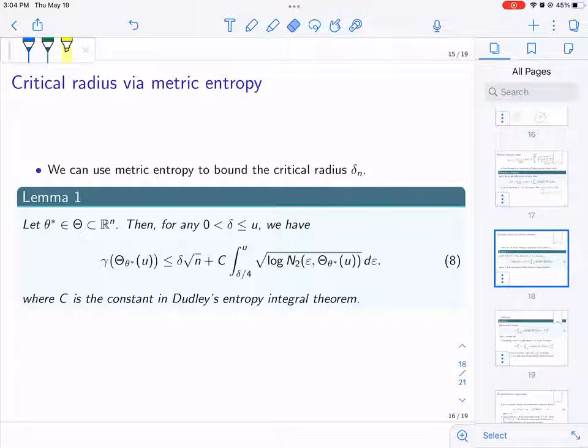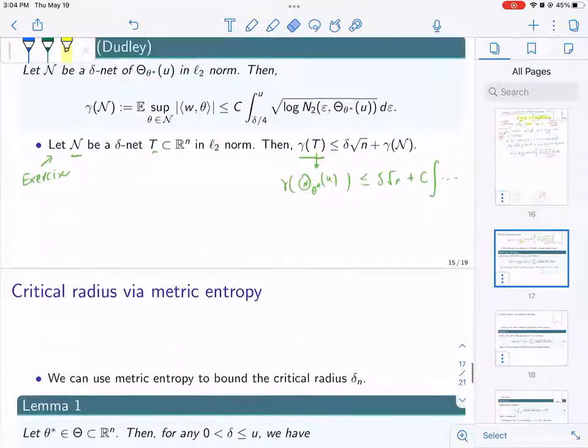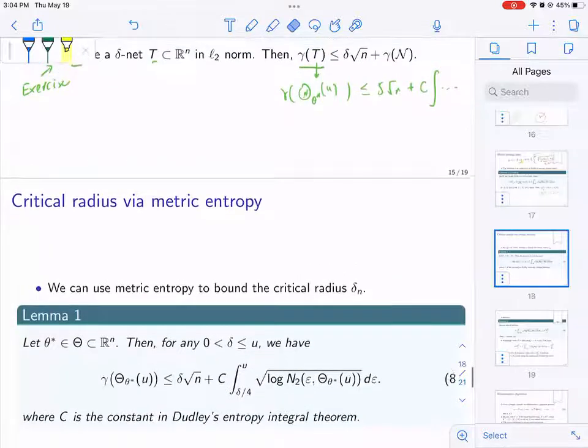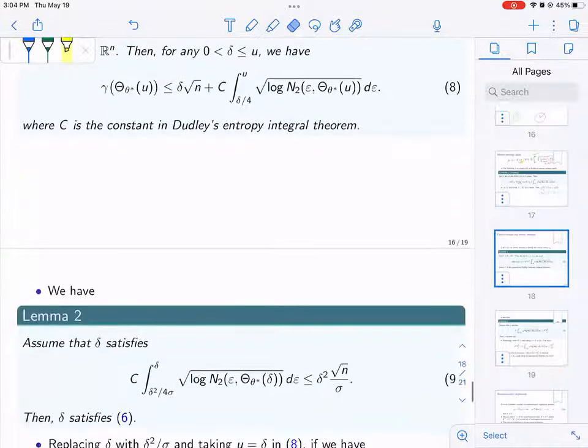So the net is gone now, but you can see that this delta has to be less than or equal to u. So for any delta less than or equal to u, the radius, I get a nice bound like this. Okay. So let's see how we can use this.